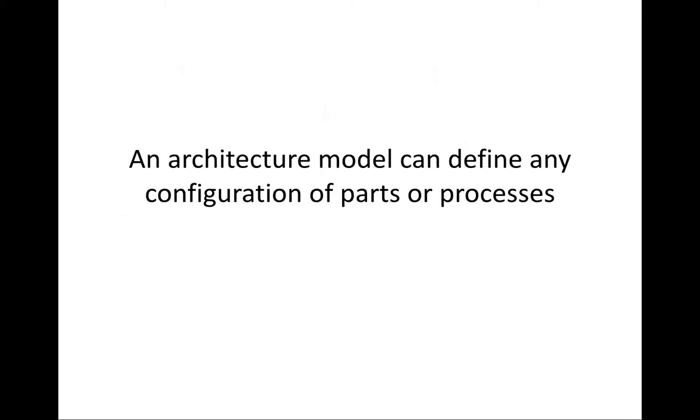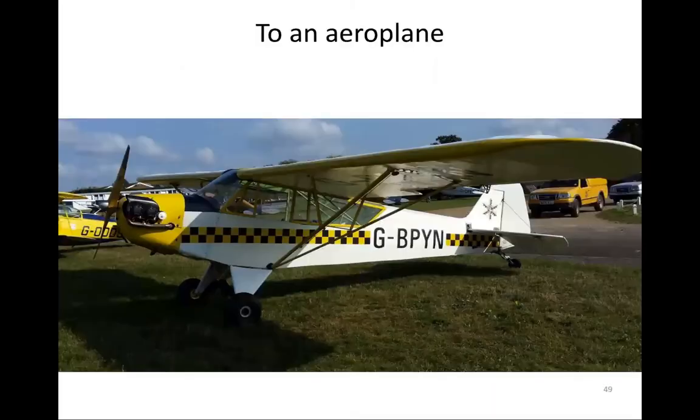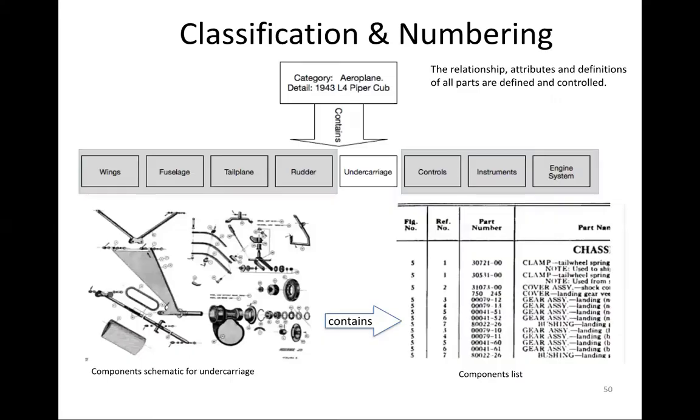Preventing tangles. Well, an architecture model can define any configuration of parts or processes, from a toaster to an aeroplane. An architecture model holds everything together. It can be anything from the assembly of parts in a mobile phone, a Subway sandwich, or a Piper Cub. Parts are combined into a system that performs a defined process. The component parts of the Cub can be categorized as follows. Undercarriage, and then on the bottom left there, the components of the undercarriage, and then on the bottom right, the lower level detail of components, the nuts and bolts, fittings, etc.